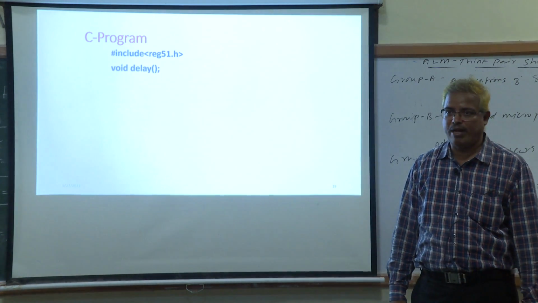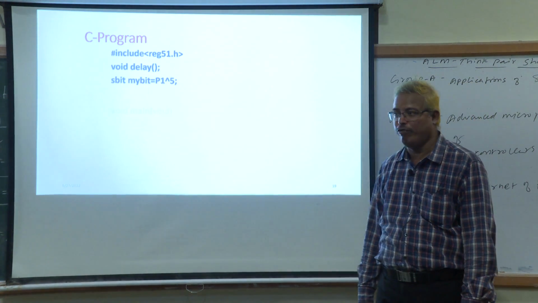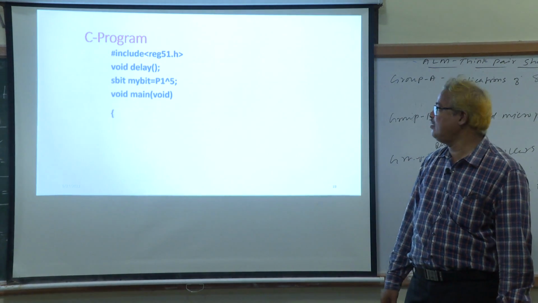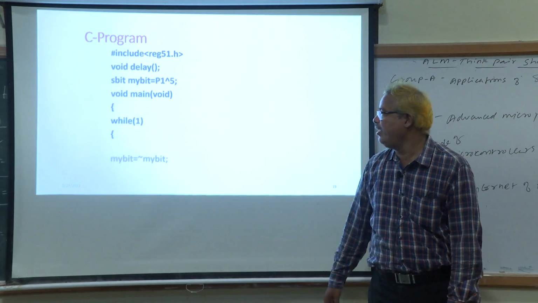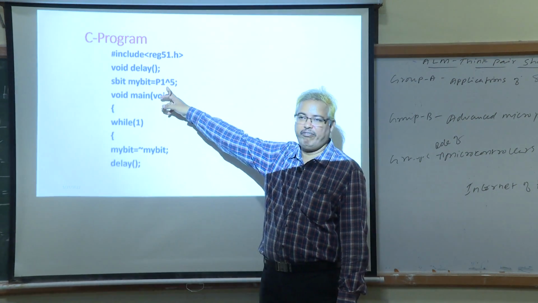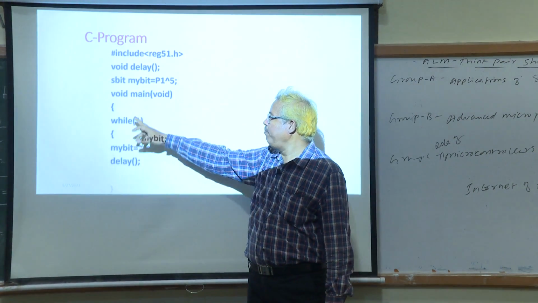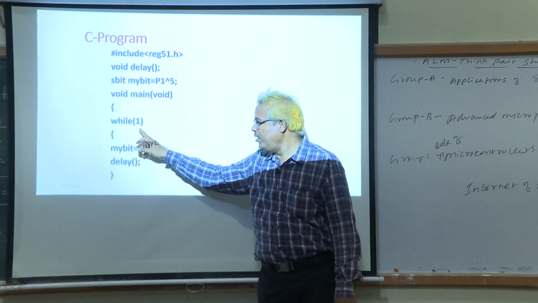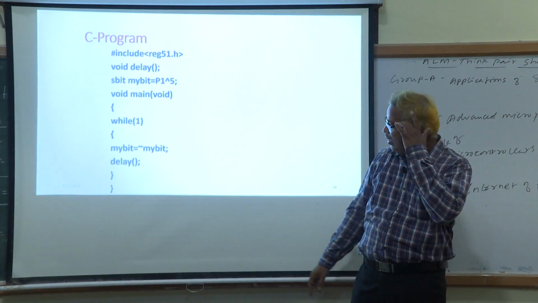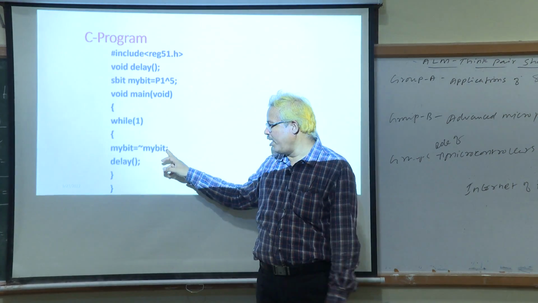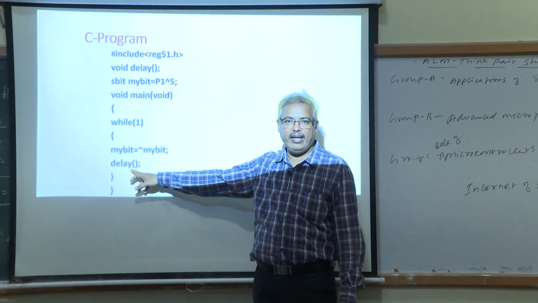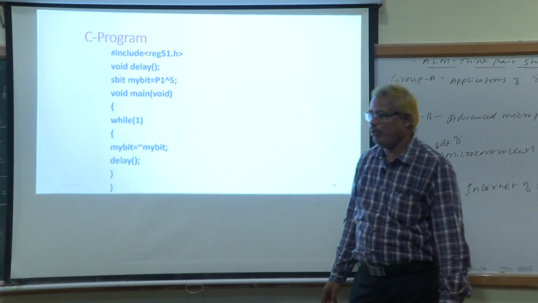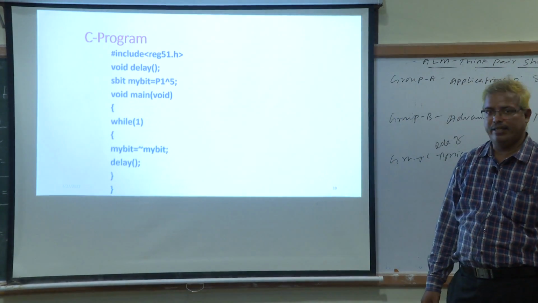Then, writing the program to generate the square wave with a 250 microsecond delay. Include reg51.h, void delay, and port 1.5 we are connecting, that is my bit. Void main, while 1, the loop will execute forever, and my bit is equal to not of my bit, which creates a square wave. Okay, so delay and a delay of 250 microseconds.